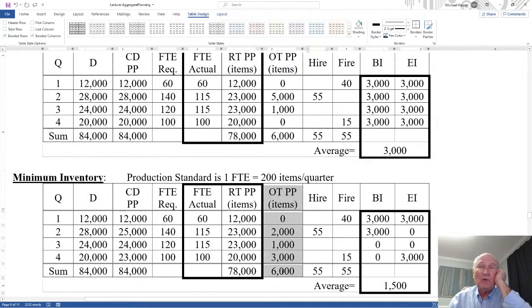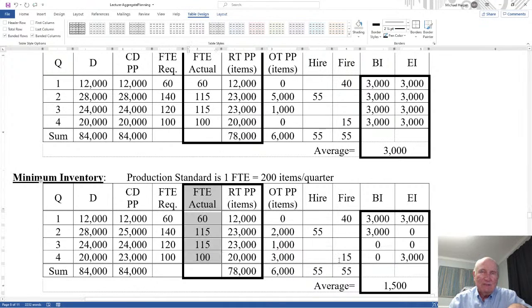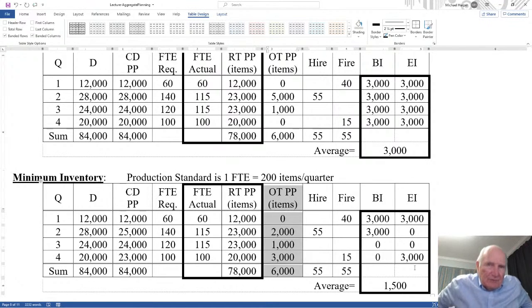This is not more FTEs. These are the same FTEs working more than 40 hours a week. They're working overtime. So it doesn't change my capacity. My capacity doesn't change. But my productivity changes because the same capacity is producing more than the standard production standard, because it's working overtime.